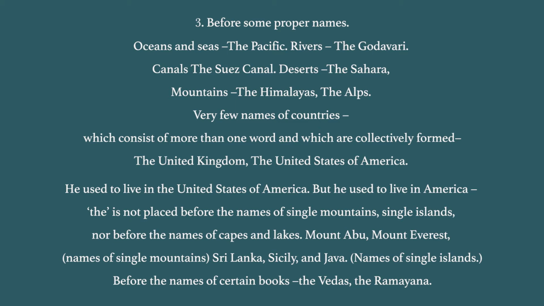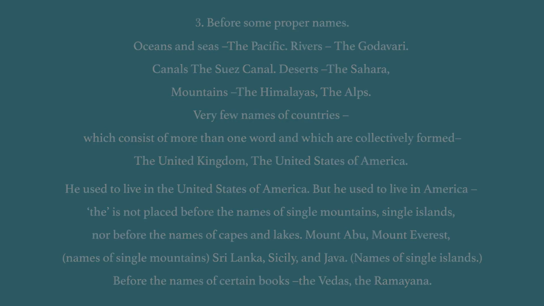The is not placed before the names of single mountains, single islands, nor before the names of capes and lakes. Mount Abu, Mount Everest, names of single mountains. Sri Lanka, Sicily, and Java, these are the names of single islands. Before the names of certain books: the Vedas, the Ramayana.